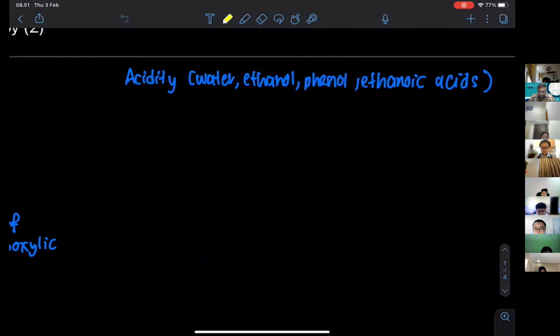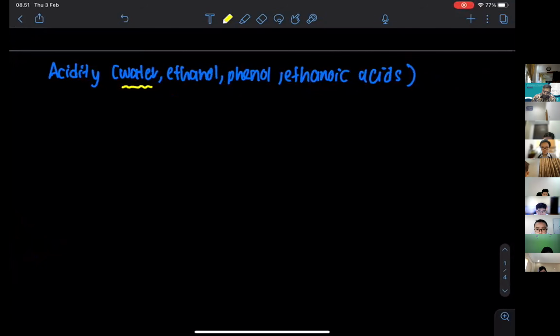So if you look at this, this one we normally leave it first. We just leave it, and we compare with the rest. So we compare with ethanoic acid. If you look at ethanoic acid, it is C double bond O OH, and then you have CH3 over here, which is going to be a methyl group.